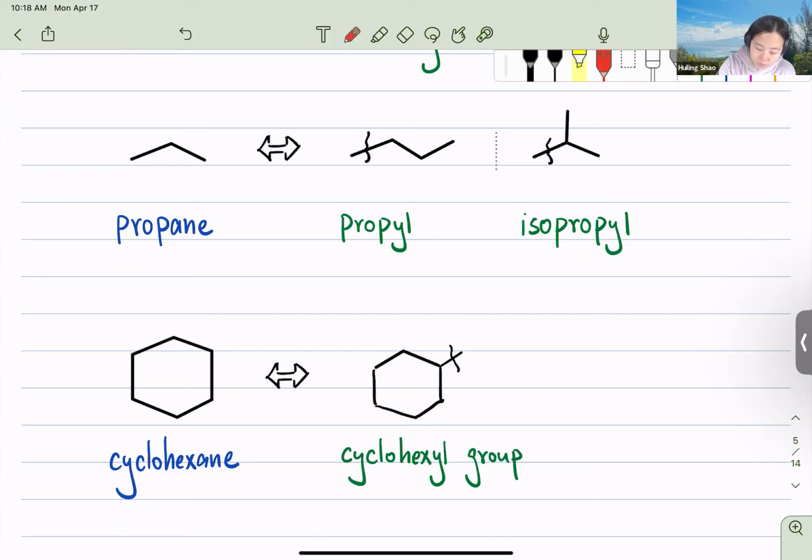Here I'm just using this wiggle line to tell you there's something bonded to this position, whether it's another carbon atom or another group. Something's bonded to this carbon. We don't know what that is.